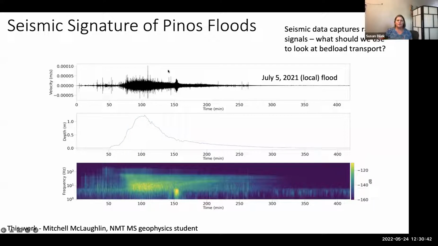And so here we can see that we have a seismogram from one of the stations that captured a few hours with one of our 2021 floods that are clearly visible. The middle panel shows the record of the water depth in blue that was recorded at the outlet site, which is very close to this particular seismic station. And then the bottom is the spectrogram of that seismic data. And you can see clearly elevated power over a range of frequencies. The question is, what is the right range to use that tells us about the bedload?